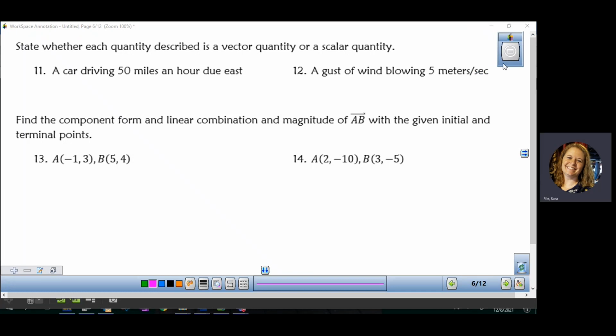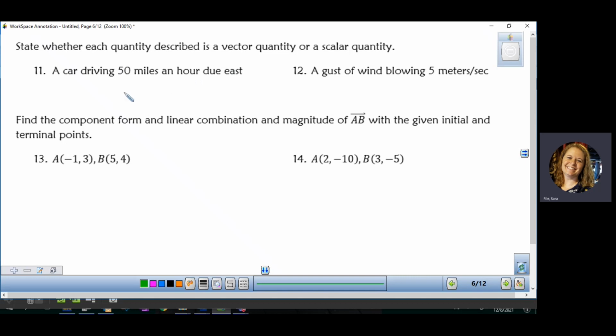All right, so first off, you have to understand the difference in a vector and a scalar quantity. Remember, a scalar quantity is just a number value. It can be speed, it can be distance, but it has no direction. A vector quantity has both magnitude and direction. That's the difference. So number 11, a car driving 50 miles an hour due east.